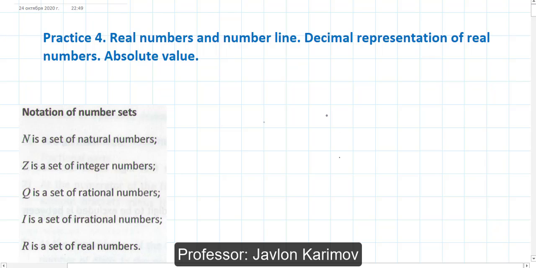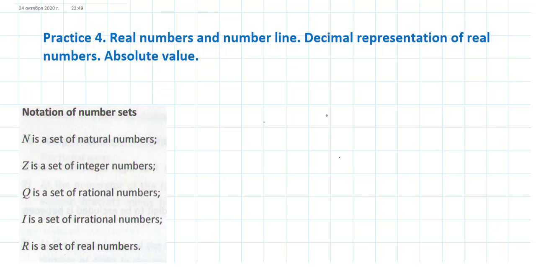Dear students, today we will continue our practice on mathematics. So, practice 4: real numbers and number line, decimal representation of real numbers and absolute value. So, let's begin with real numbers and number line.